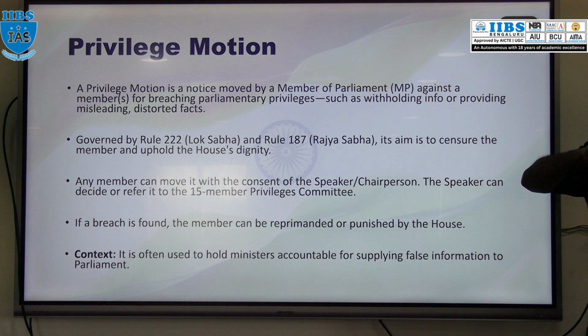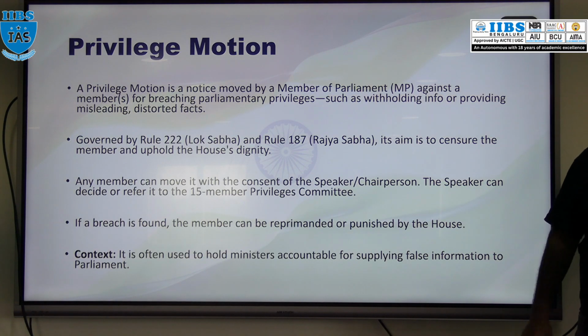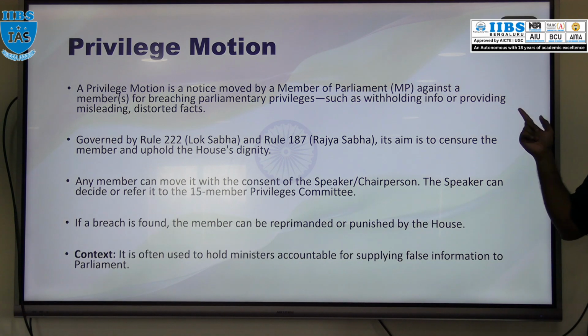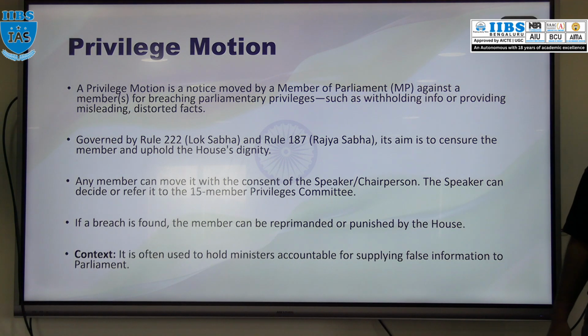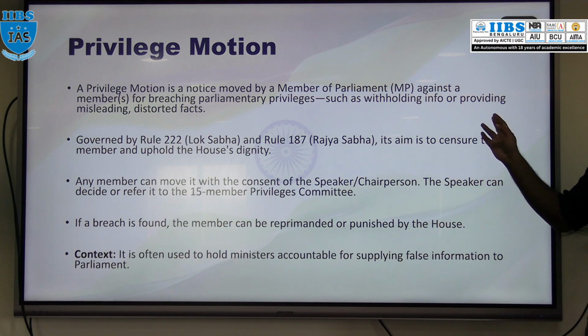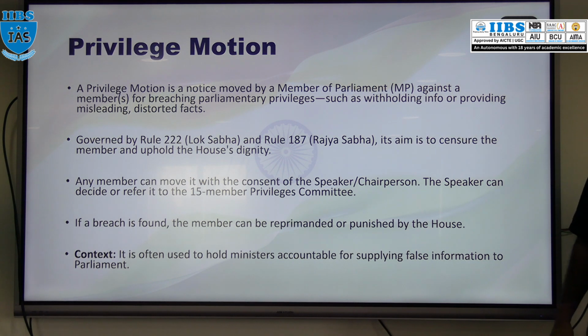Earlier, the motions which we discussed were for the whole house, right? The member of parliament can introduce those motions for matters of discussion of public importance, then closure. But this is applicable to an individual. So whenever there is a breach of parliamentary privileges, a member of parliament can introduce this motion against a member of parliament as well as the council of ministers. So they are both rule 222 under Lok Sabha and 187 under Rajya Sabha.